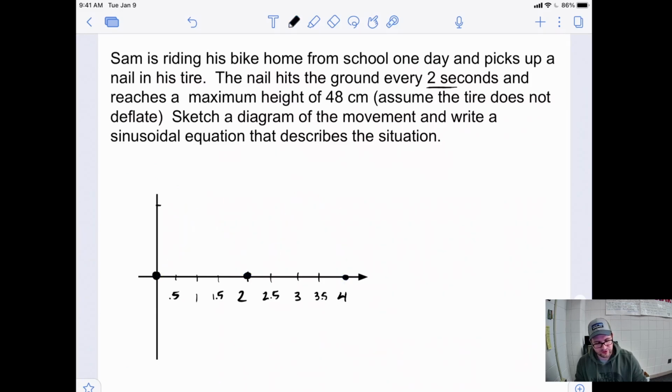So in this situation, we do know something about how high it went up. It went up 48 centimeters. And that's going to happen exactly halfway between when it hit the ground and when it hit the ground again. So that's going to happen here at 1, and it would also happen here at 3. Now we can already start to see what's happening here.